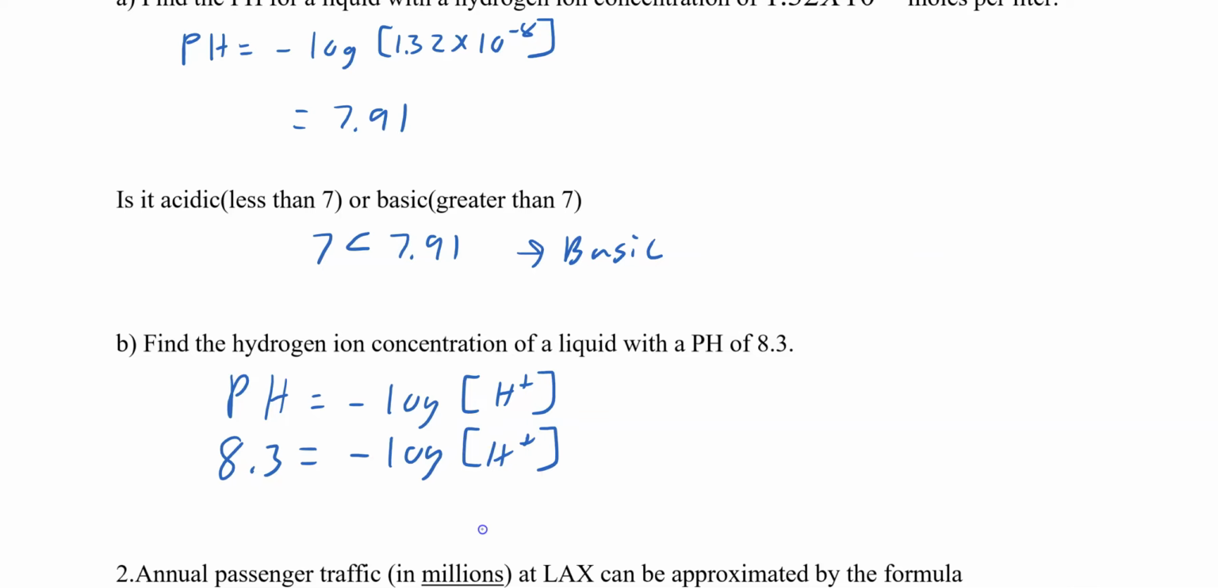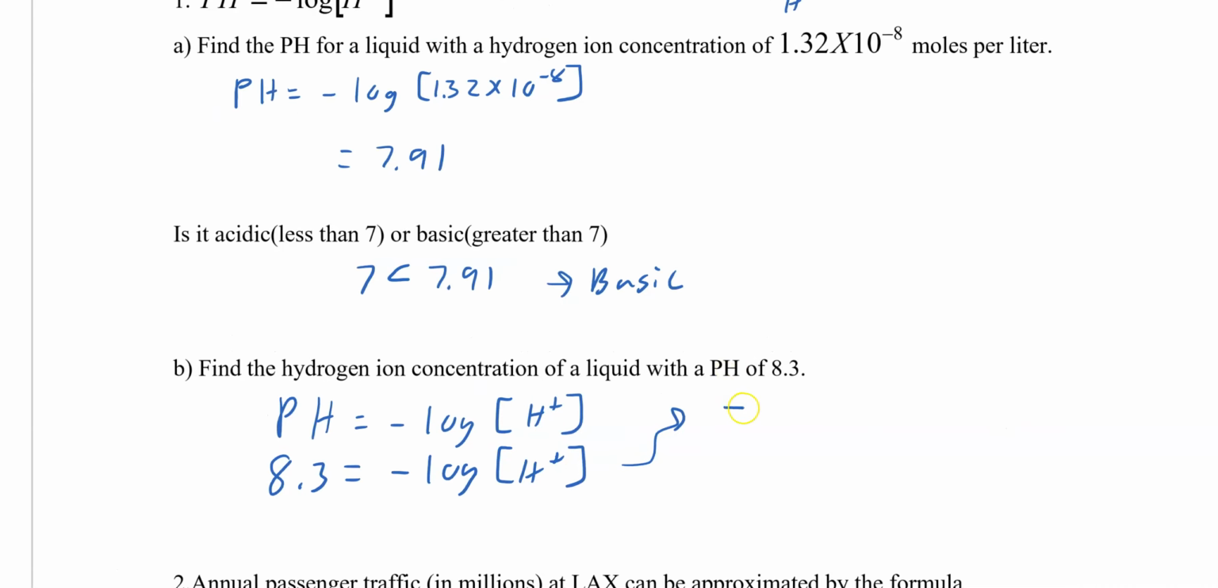And then we solve our equation. So we always want to solve for the logarithm first, which means we want to make sure it's just a logarithm. So if we divide both sides by a negative, we end up with negative 8.3 equals log H plus. You always want to divide by whatever is in front of that logarithm first, in this case a negative 1.